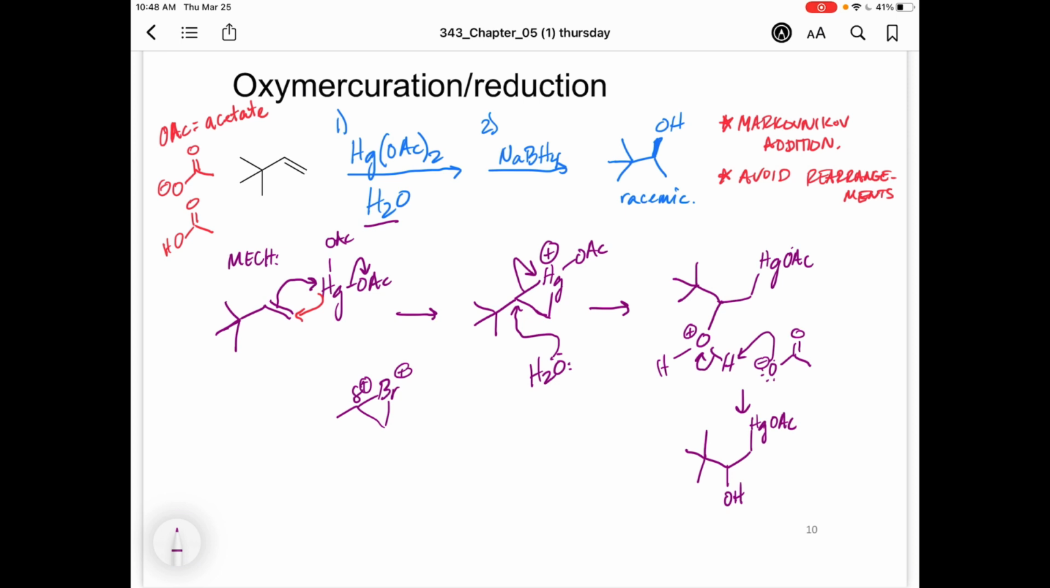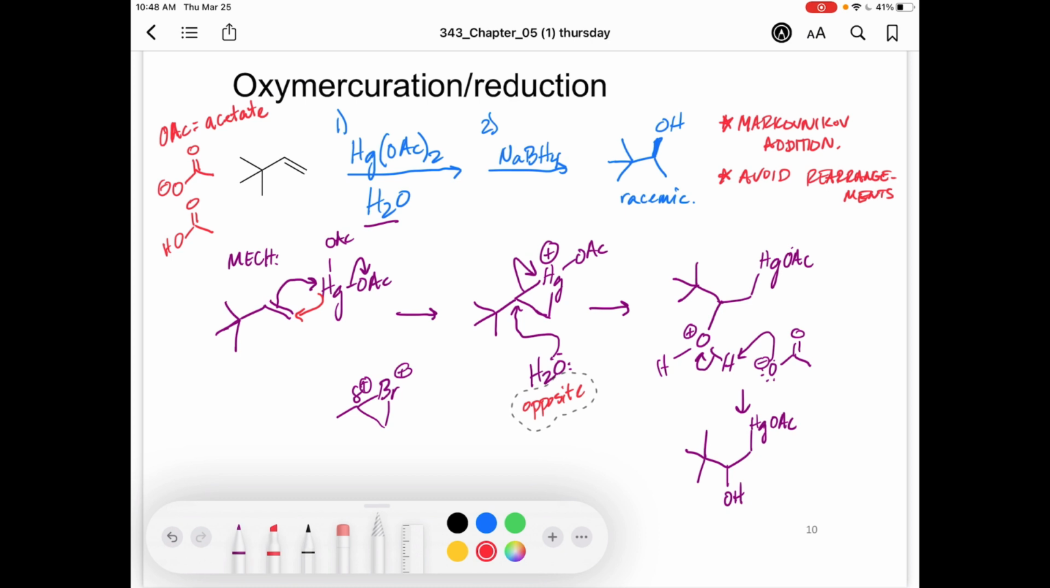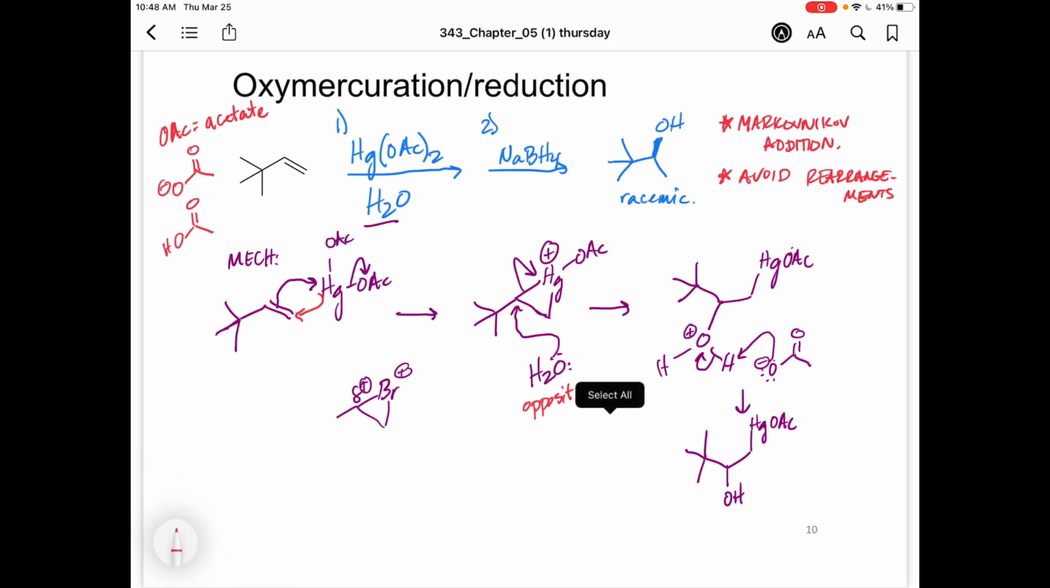Now, the water that added is opposite of the mercury. Remember that that is blocking that top side. So this is coming from opposite. So this water attack is opposite. Let's make that in red, so that way we remember that this is attacking opposite of the mercury. Remember that these groups are like blocking that side, and so any nucleophile that comes in is going to be attacking from below and at the most substituted. So it's opposite of mercury and attacks most substituted.